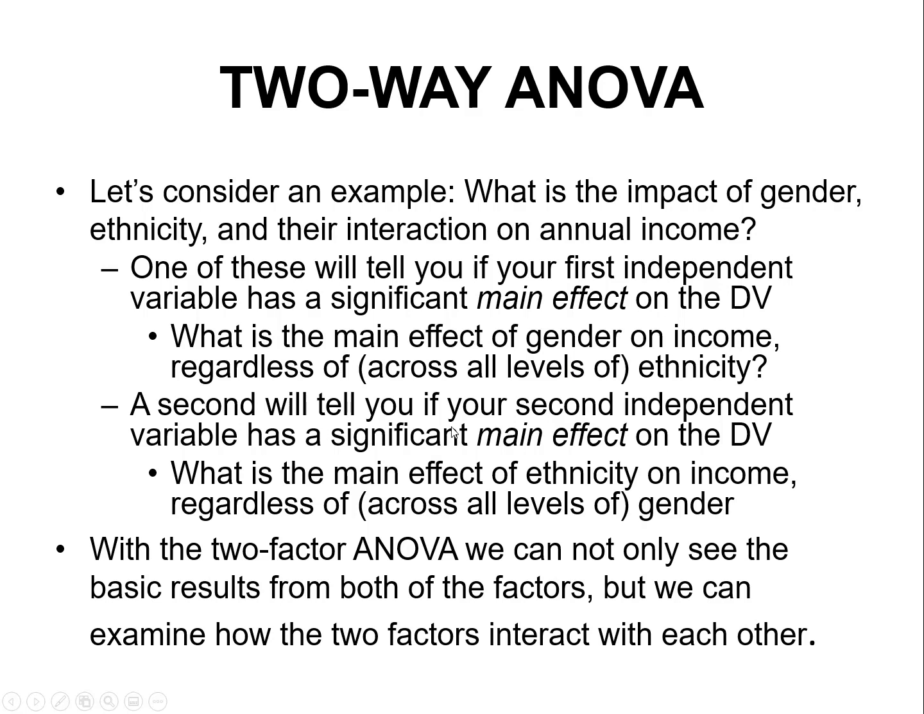The second will tell you if your second independent variable has a significant main effect on the dependent variable. What is the main effect of ethnicity on income, regardless of, across all levels of, gender? So basically in this example, I hope you understand that we have two independent variables and we want to check their effect on the dependent variable. In this case, the dependent variable is income. With the two-factor ANOVA, we can not only see the main results from both of these factors, but we can examine how the two factors interact with each other. So basically we want to check how they interact with one another.